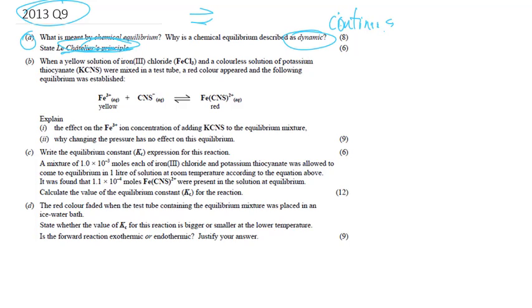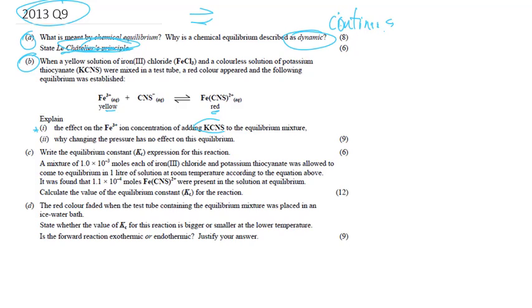And part B, here's my pen. There. Part B, so it sets up this reaction here. We've got iron 3 chloride and a colorless solution of potassium thiocyanate. So it gives us the colors there, yellow on the left and red on the right. Mixed in a test tube, a red color appeared and the following equilibrium was established. Explain part 1 here. Explain the effect on iron 3 plus ion concentration on adding potassium thiocyanate.